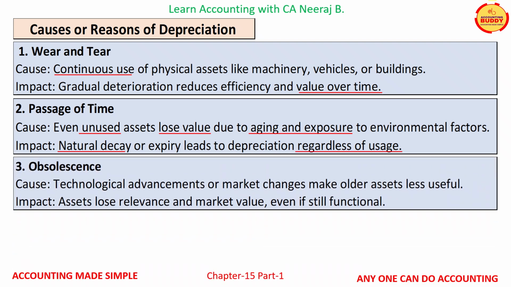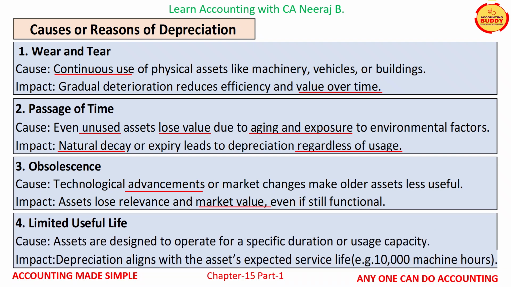Obsolescence is another cause of depreciation. Technological advancements or market changes make older assets less useful. As a result, assets lose relevance and market value even if they are still functional. There are certain assets which have limited useful life. Such assets are designed to operate for a specific duration or usage capacity. Therefore, in such cases, depreciation aligns with the asset's expected service life, say for example 10,000 machine hours.